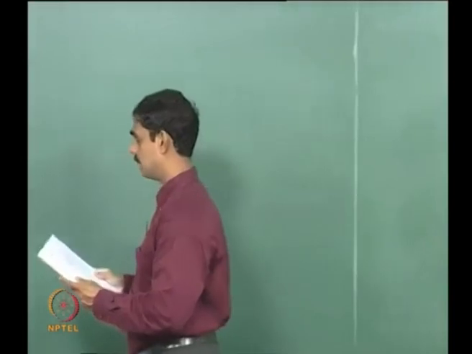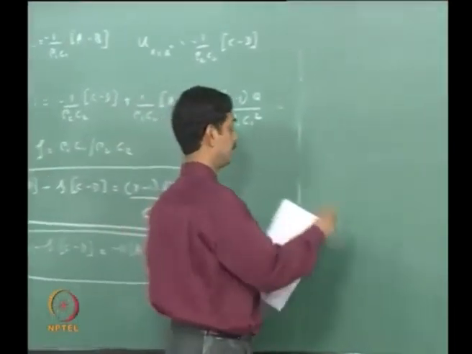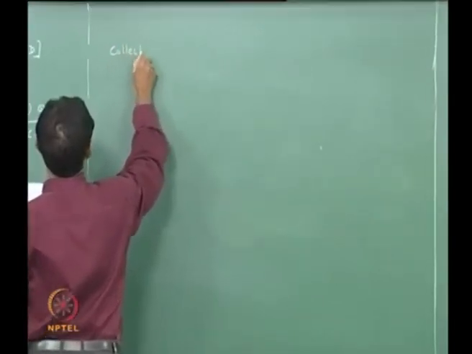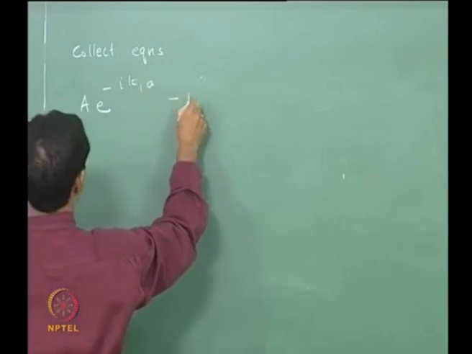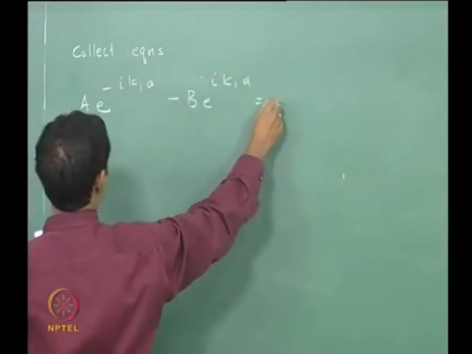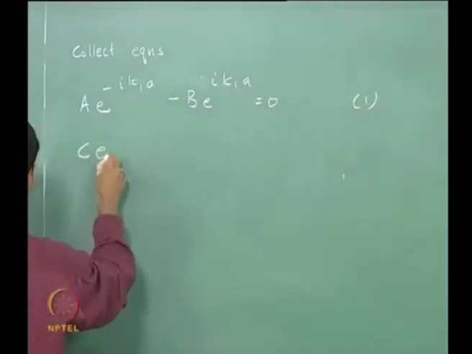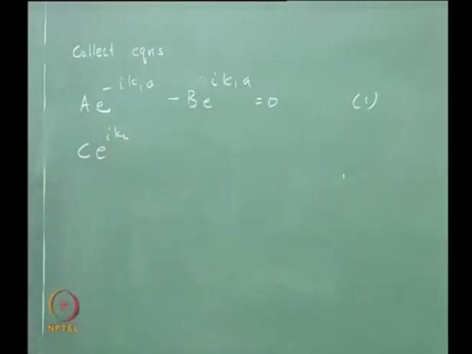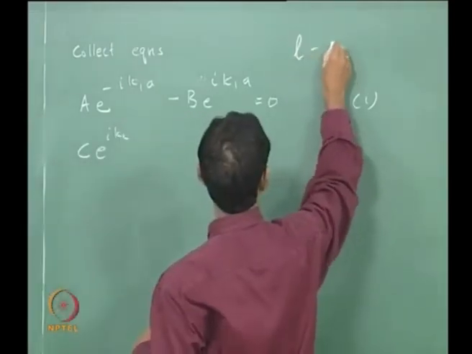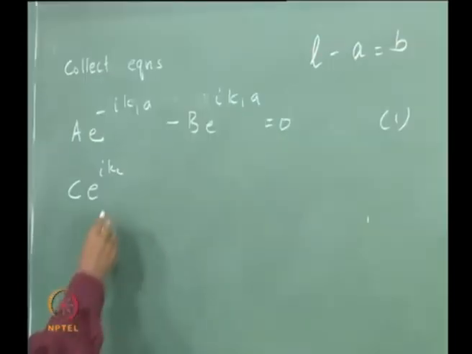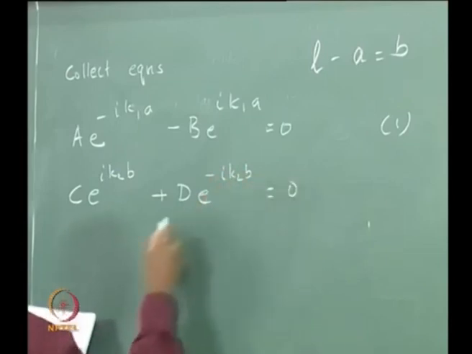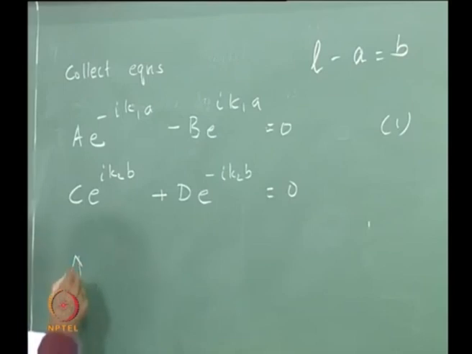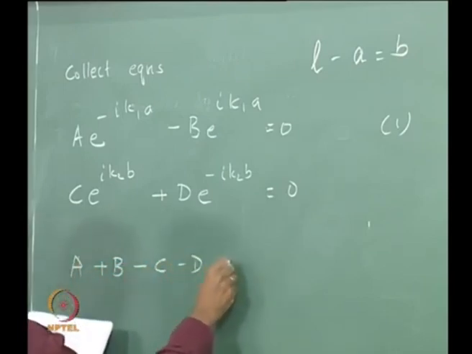Okay. So let's collect our equations and write them together and take a look at them. a e power minus i k 1 a minus b e power plus i k 1 a equal to 0. This was our equation 1. C e power i k 2 into L minus a. So we will call L minus A as B, just for convenience, so that I have fewer terms to write. And then I had A plus B equal to C plus D. So I will write this as A plus B minus C minus D equal to 0.